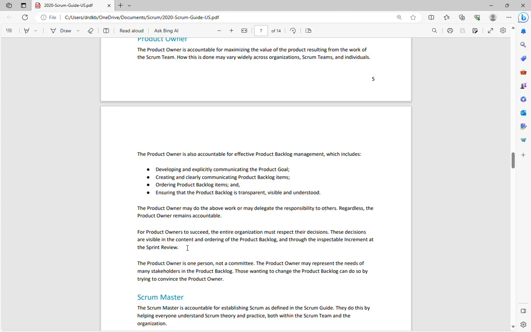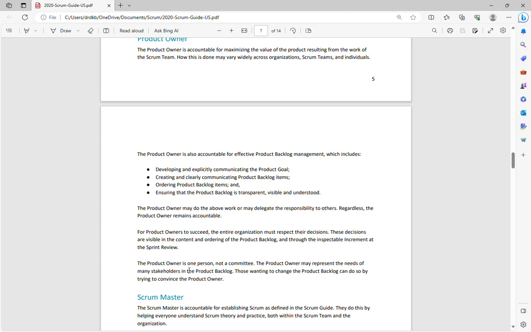And it is important that the entire organization and the team respect his choices and decisions. And if he makes any wrong decisions, that would be visible in the prioritization of the product backlog and through the inspectable increment during the sprint review. In the sprint review, inspection would be done by the stakeholders. So if any decisions have gone wrong, it would be reflected through the sprint events, and improvements can be made in the future sprints. And that is what is being told here.